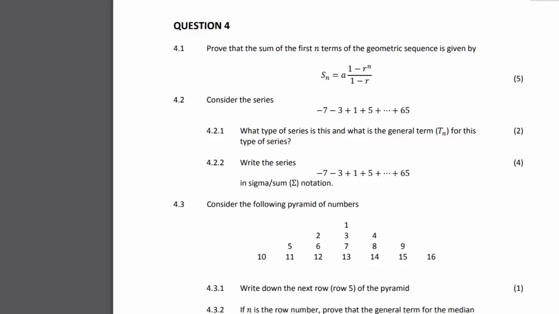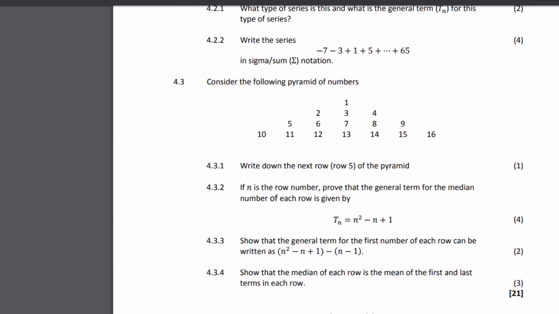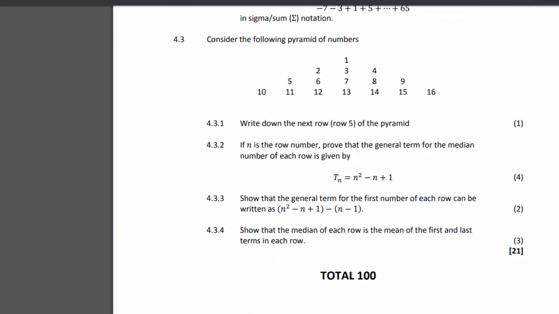So again, not difficult. Here, this question, I don't think people really got the intention. No one answered it the way I was hoping, but nevertheless. Consider the following pyramid. The first question was a freebie question again. The next row, row 5, goes from 17 to 25. That was all you had to write down for that point.